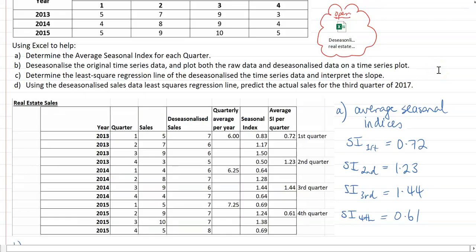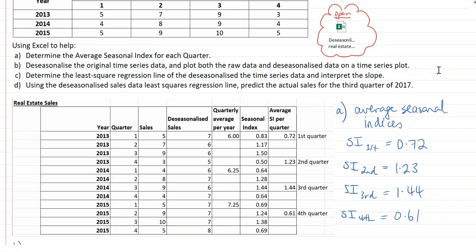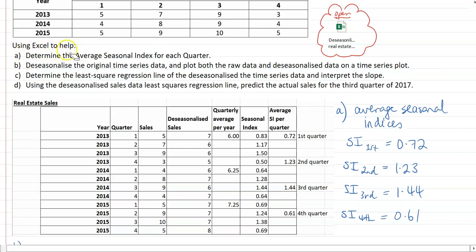Okay, let's go and answer these questions. I've just popped copies of what we've done on Excel back onto these lesson notes. So to answer A, determine the average seasonal index for each quarter. Well, that's where we worked out this column here. So the average seasonal indices are 0.72 for the first, 1.23 for the second, 1.44 for the third, and 0.61 for the fourth quarter. For part B, we deseasonalized our data in this column.